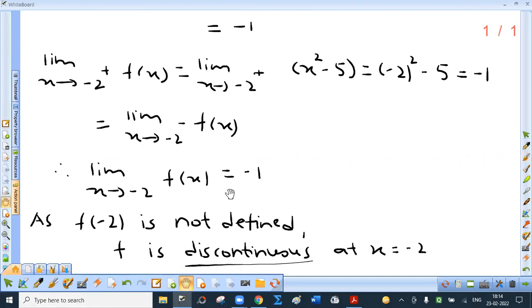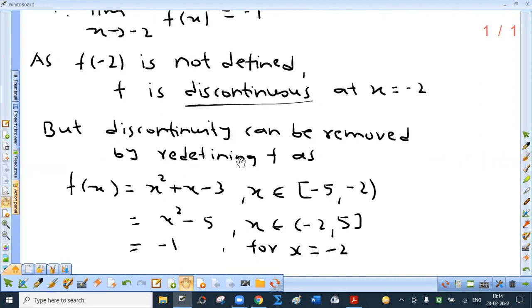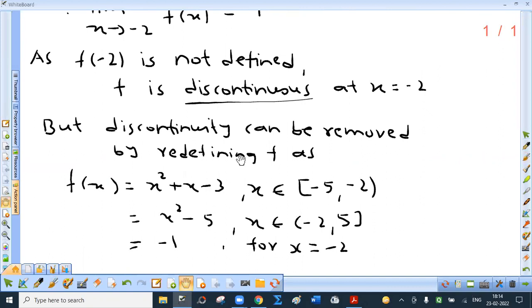But as the limit exists, this discontinuity is removable. How to remove this? We define the function at x equal to minus 2 as what? Its value is the same as the value of the limit. So ultimately, f of x equal to x square plus x minus 3, x belonging to the semi-open interval minus 5 to minus 2, equal to x square minus 5, x belonging to the semi-open or semi-closed interval minus 2 to 5, and f of x is minus 1 for x equal to minus 2.